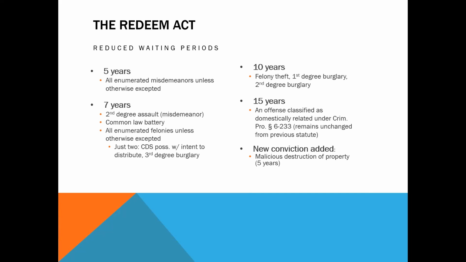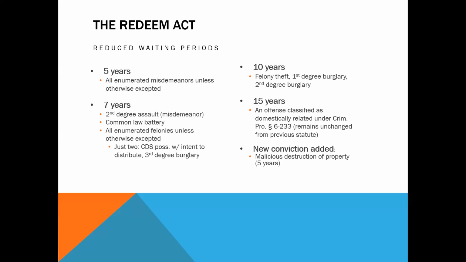And I did say that there were 3 categories that are created by the Redeem Act: 5, 7, and 10 years. And I did mean to say 3 categories, but I have this 15-year category still on here because it's really just an outlier. This is something that remains untouched by the Redeem Act. There is this exception in 10.110 that says any offense classified as domestically related that would otherwise be eligible is at a 15-year waiting period, and that is not changed.